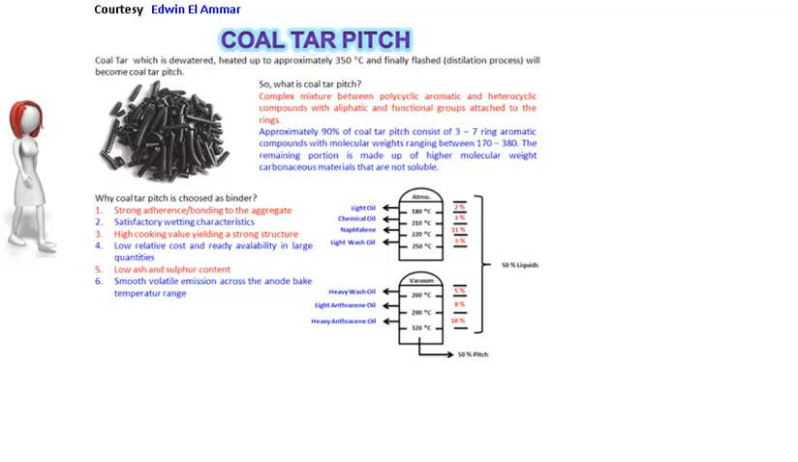Why is coal tar pitch chosen as binder? 1. Strong adherence or bonding to the aggregate. 2. Satisfactory wetting characteristics. 3. High coking value yielding a strong structure. 4. Low relative cost and ready availability in large quantities. 5. Low ash and sulfur content. 6. Smooth volatile emission across the anode bake temperature range.